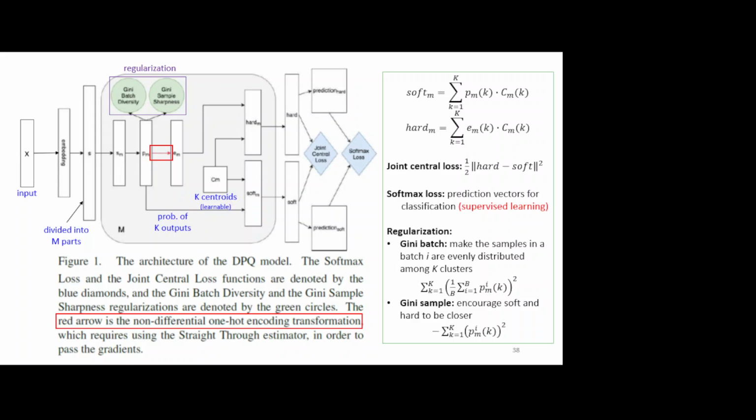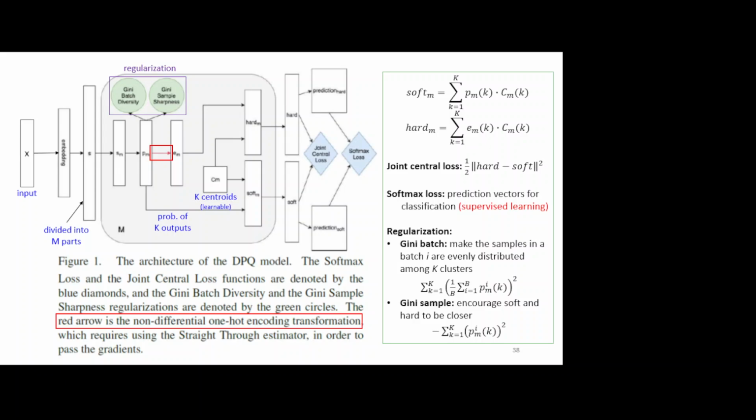And then we formulate two loss functions to do the classification. The first loss function is called joint central loss. Okay, here it's calculated like this. Your hard representation is calculated like this, and subtracted from your soft representation. We hope they are as close as possible. So if they are very close, the loss will be low.